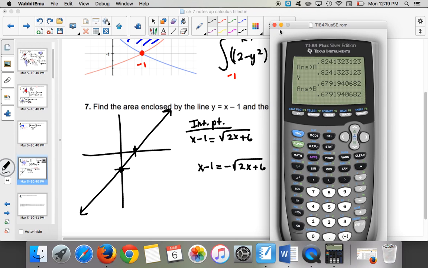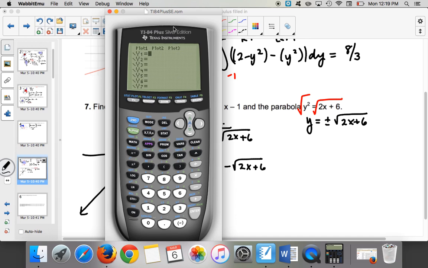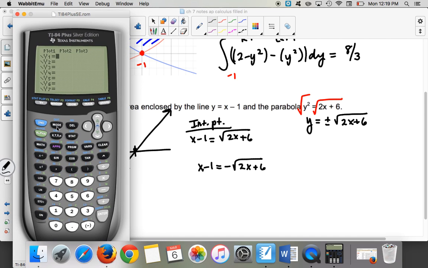Oh, is my calculator not working here? It's not letting me clear. Let me go back in. So let's put in x minus 1. And then we do second square root of 2x minus 6, and then negative square root of 2x minus 6. Okay, so we're going to have a top part of a parabola, like a square root function, and we're going to have the bottom square root function.